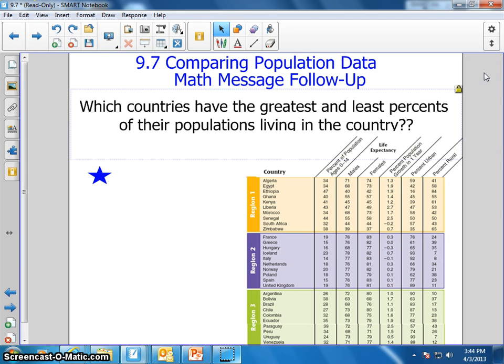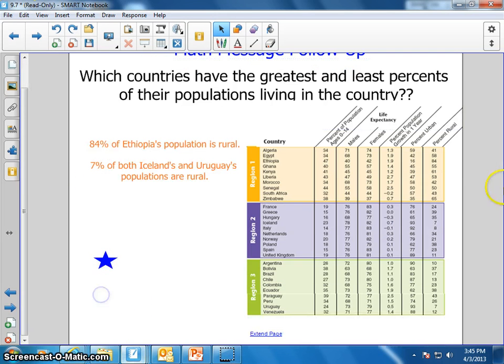Alright, so with that in mind, which countries have the greatest and least percents of their population living in the country? Go ahead and pause the video, see if you can figure that out. Alright, 84% of Ethiopia's population is rural. Well, let's find Ethiopia, there it is. And we see 84% right there, rural. So what does that mean? What does the urban population have to be then? Well, it has to fill in the gap between 84 and 100. So 16% would be urban, because 16 and 84 equal up to a whole, or 100%.